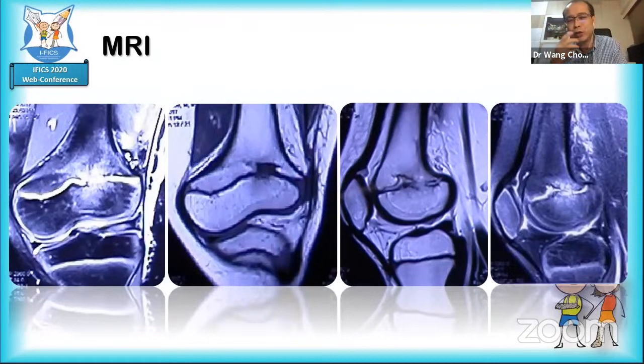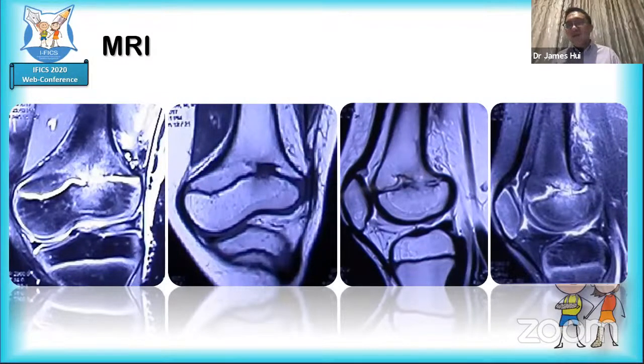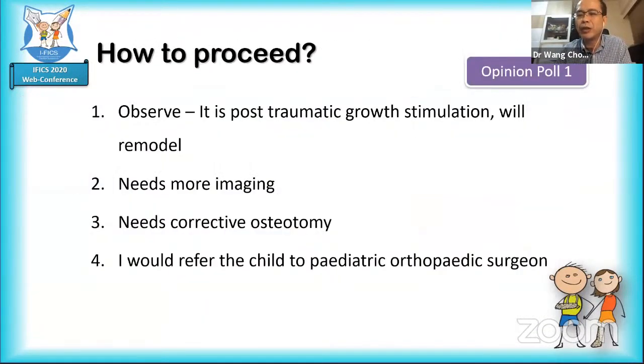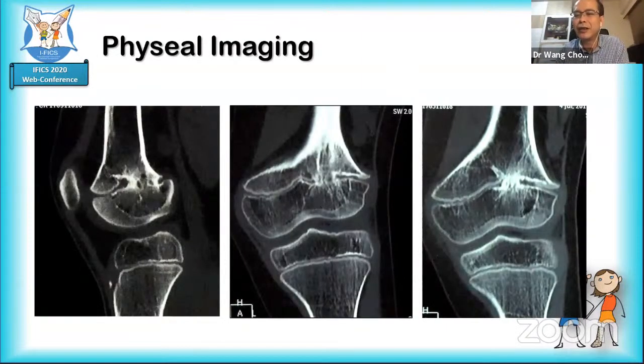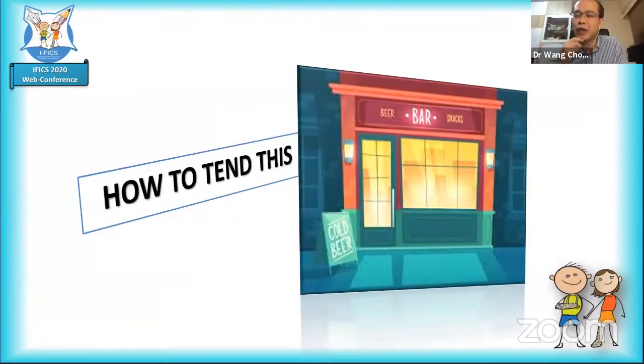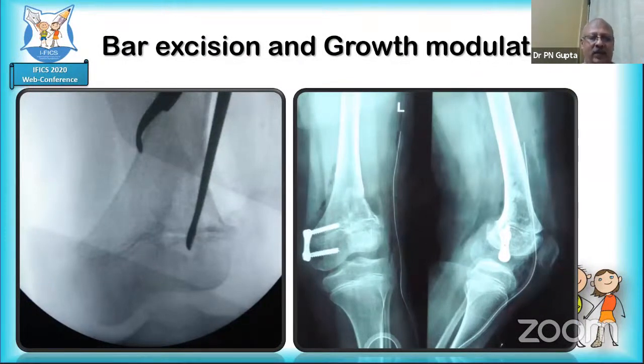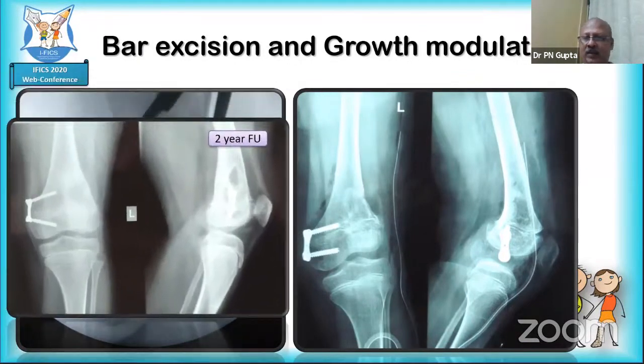And it's really up to you, how much is the genu valgum? How bad is it? It's around 15 degrees, age 10. I think there's no harm trying growth modulation at the same time, putting a plate on the medial side, and then after the physeal bar excision. Okay. So you plan for a physeal bar excision as well as a hemiepiphysiodesis plate. Sure, we did this. So we did the physeal bar excision and put a plate on the contralateral side of the femur.